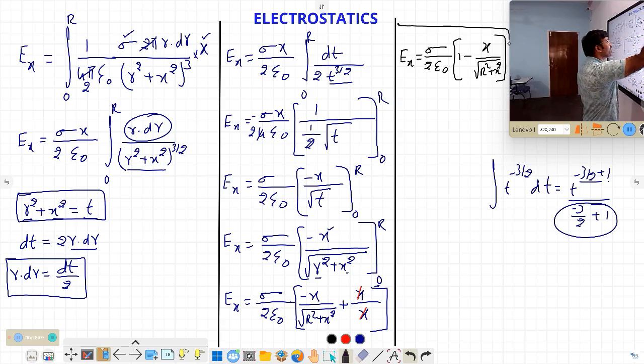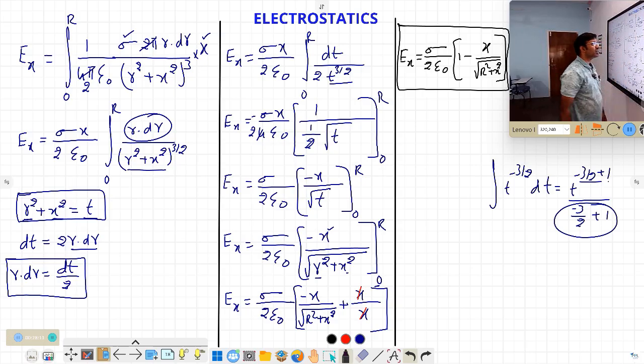So this is the expression for the electric field intensity due to a charged ring or charged disk along the x-axis. Along the y-axis it is 0. Here you need to understand that if r is the radius of the ring, and compared to the distance of the point the radius of the ring is very small, then we can neglect the radius.